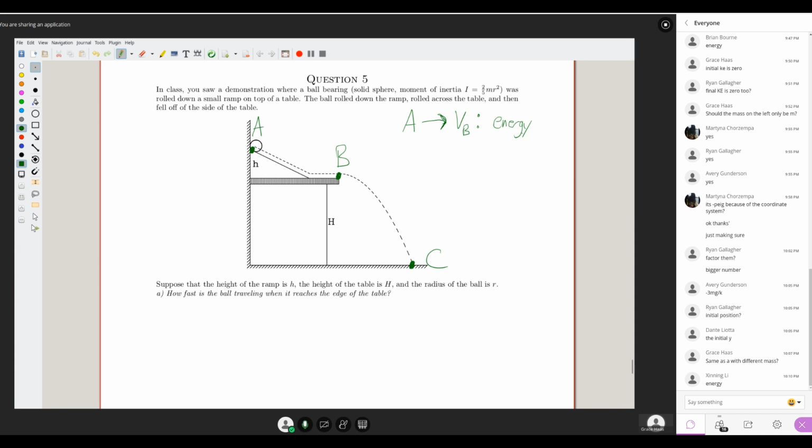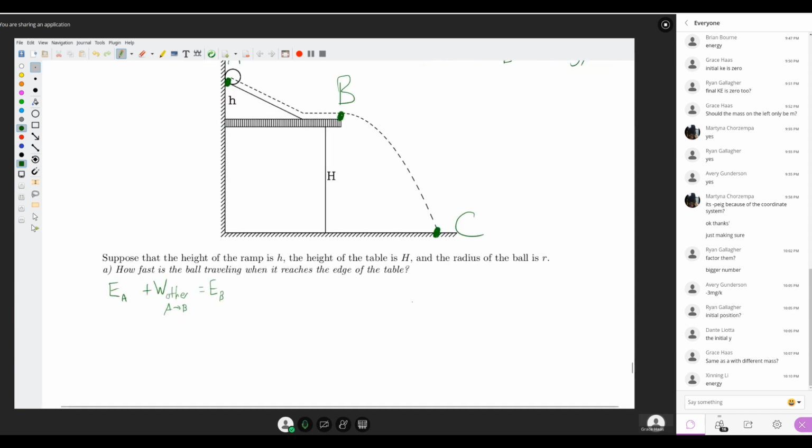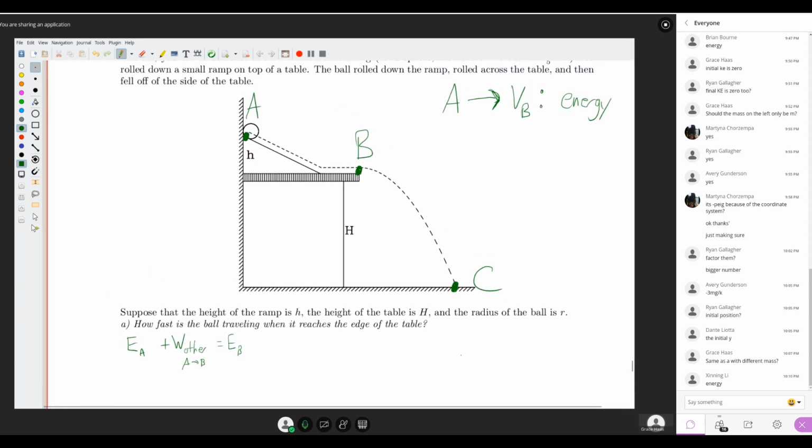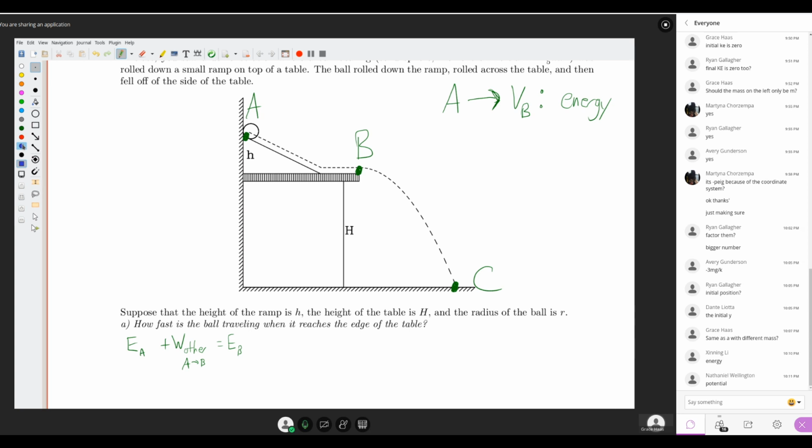So what kinds of energy do I have at point A? Remember, we're going to say energy at A plus the work done by other forces in going from A to B equals the energy at B. So at point A, what sorts of energy do I have? Gravitational potential energy, and that's it.